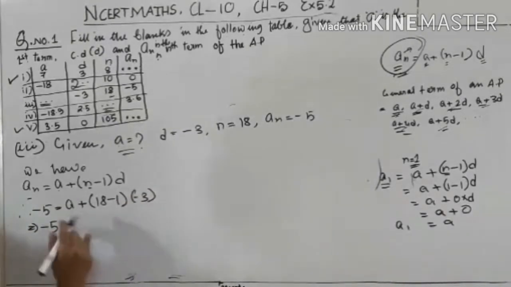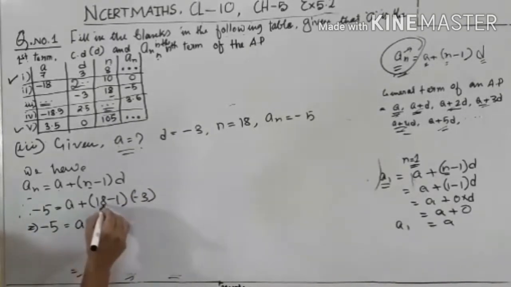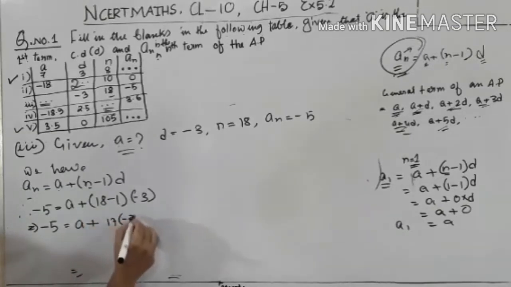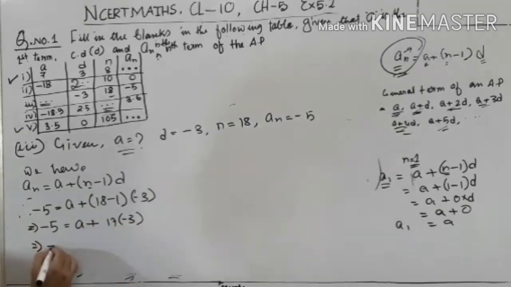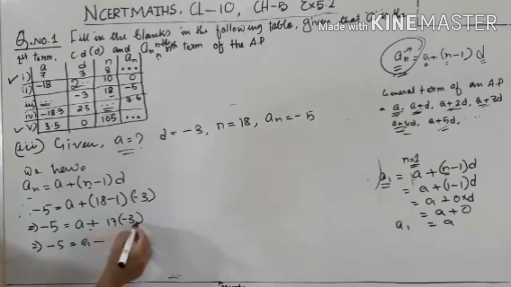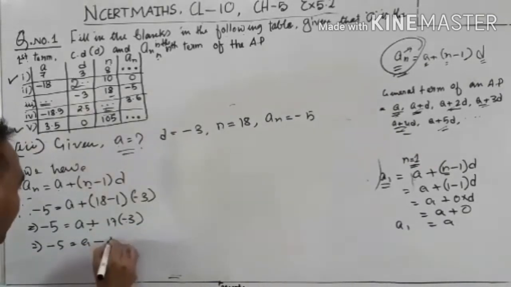So it will be the first term plus 18 minus 1, that is 17, times minus 3. So minus 5 equals a plus 17 times minus 3. First let us work out the sign. 17 times 3 is how much? That is 51.